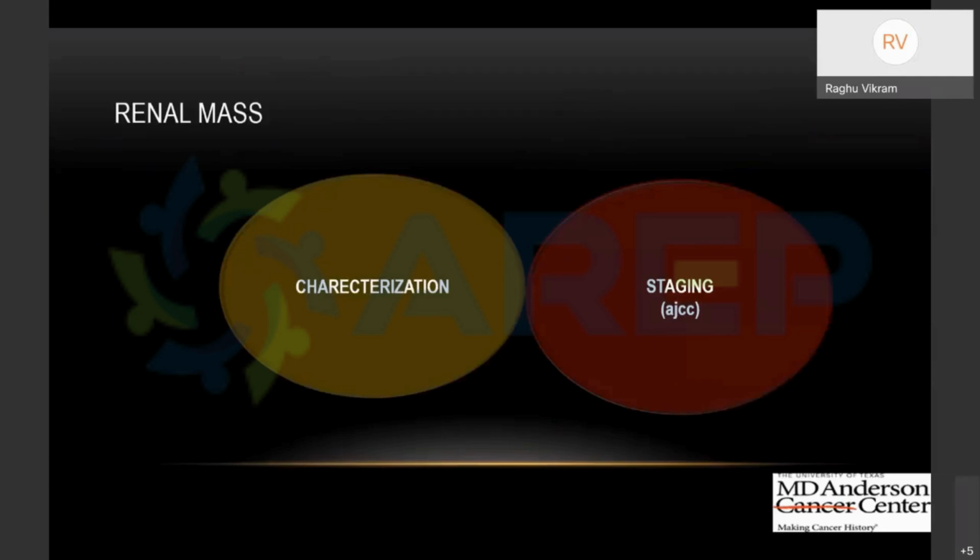So when it comes to characterization of the renal masses, I will talk about how you characterize it, like how do you put it into different buckets of malignant versus benign lesions. And then once you have decided it is malignant, we'll just very briefly talk about how you stage the renal masses and move on.